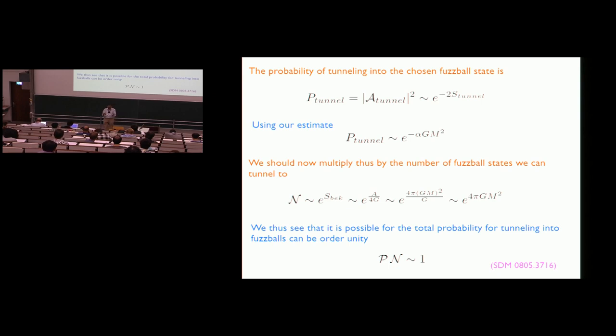And in fact, if you look at the scales, you find that it actually can trade off. The small amplitude for tunneling, which you always completely ignore for normal macroscopic objects like stellar objects, in this case you can't, because the number of possible final states can cancel the small amplitude for tunneling. There was a question there.